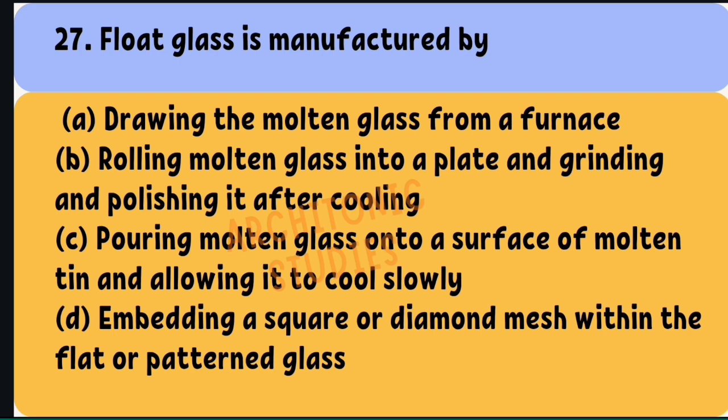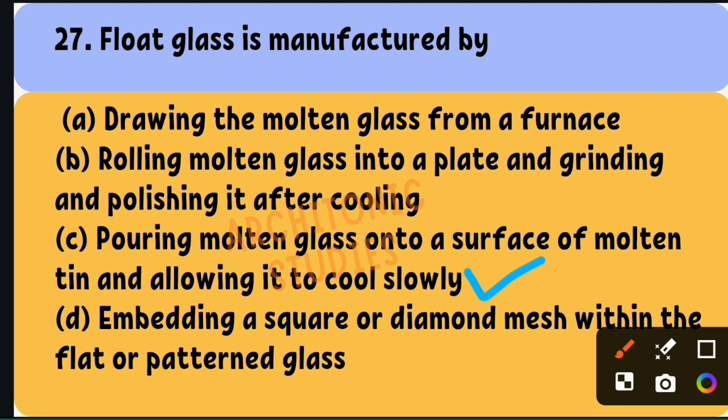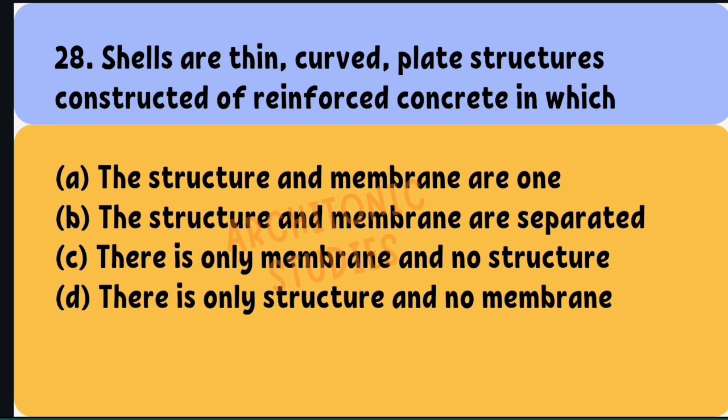Next, float glass is manufactured by: drawing the molten glass from a furnace; rolling molten glass into a plate and grinding and polishing it after cooling; pouring molten glass onto a surface of molten tin and allowing it to cool slowly; embedding a square or diamond mesh within the flat or patterned glass. And the answer is C, pouring molten glass onto a surface of molten tin and allowing it to cool slowly. Move on to the next question.